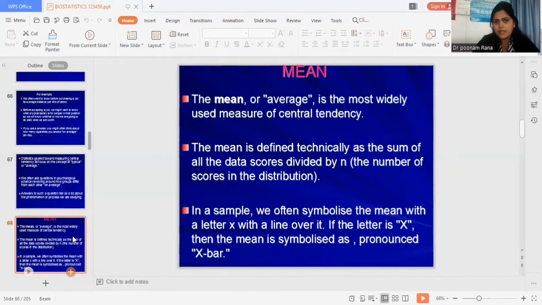So what is the mean, or average? It is the most widely used measure of central tendency. The mean is defined technically as the sum of all the data scores divided by n, the number of scores in the distribution. In a sample, we often symbolize the mean with the letter x with a line over it. If the variable is x, the mean is pronounced x bar.